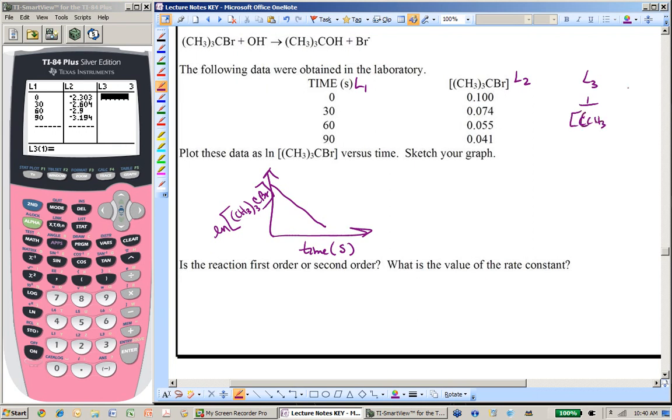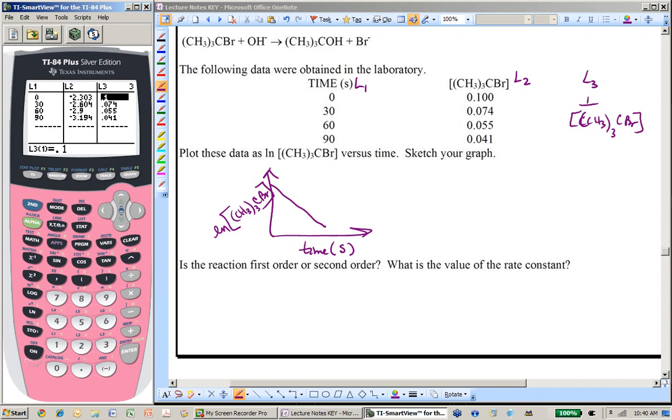That doesn't look like parentheses. CH3 3 times CBR. All right, so let's go over here. First of all, I got to undo those natural logs. So this is going to take a little bit more creativity on my part. I go up here and I say, okay, give me the second natural log of everything in L2. That ought to get my data back.